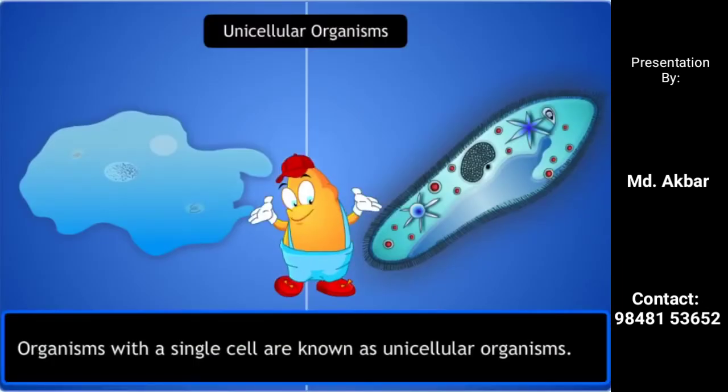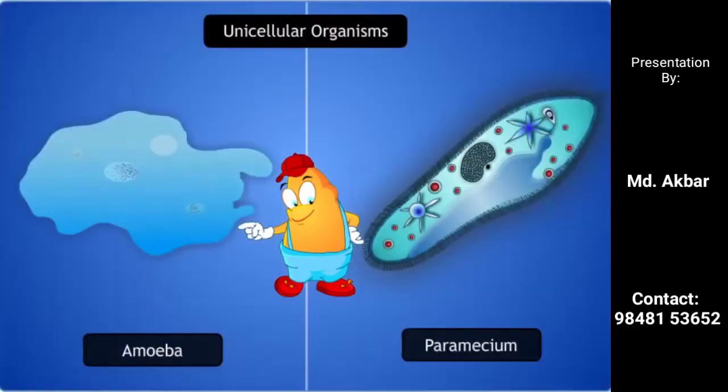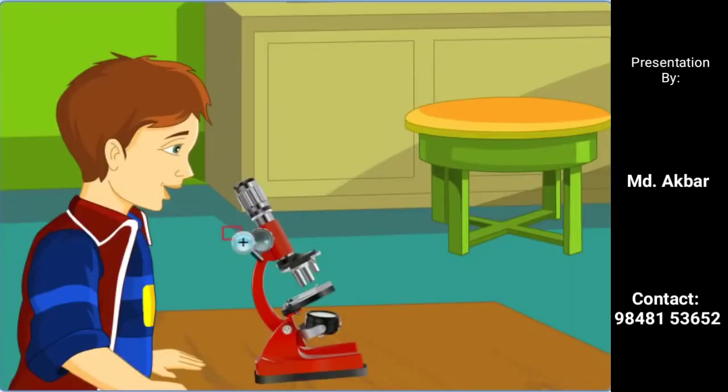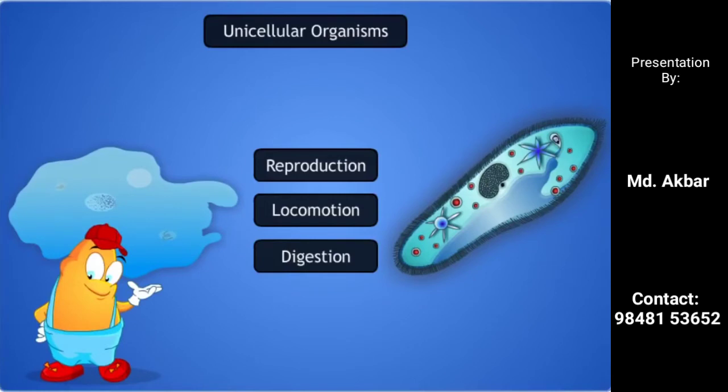On the other hand, organisms with a single cell are known as unicellular organisms. For example, look at the specimen of amoeba and paramecium. The bodies of these organisms are made up of a single cell. Do organisms with a single cell perform all the activities in the same way as multicellular organisms do? Sure, they do. The single cell in these organisms is built in such a way that it performs all its vital activities, like reproduction, locomotion, digestion, and so on.